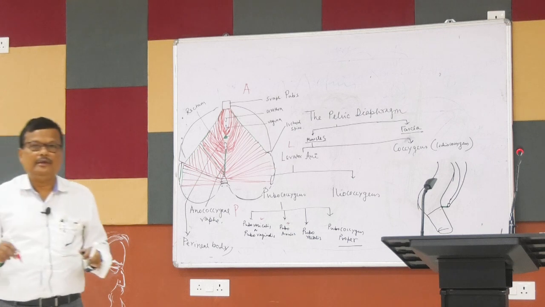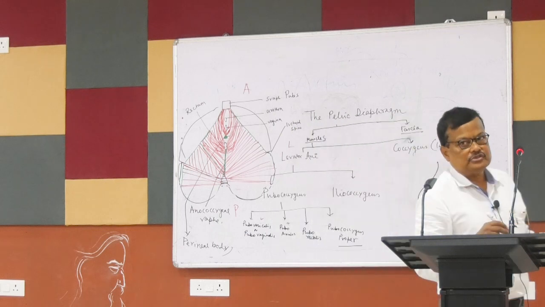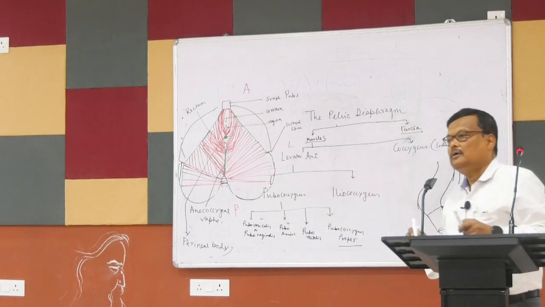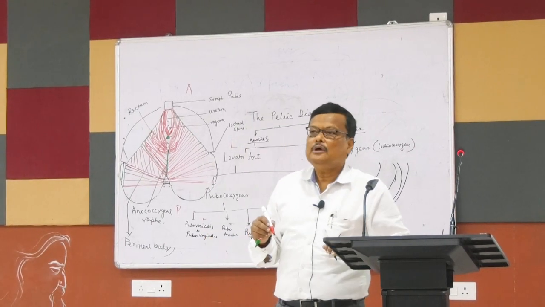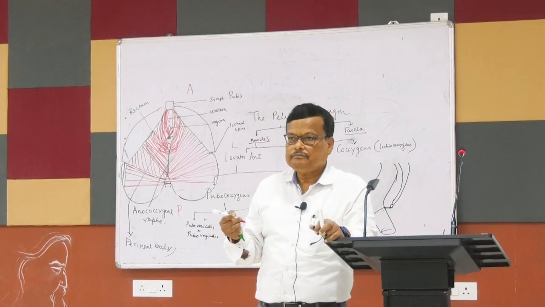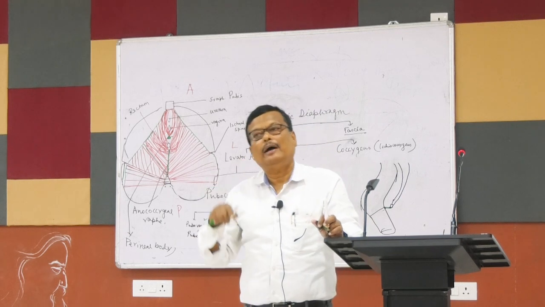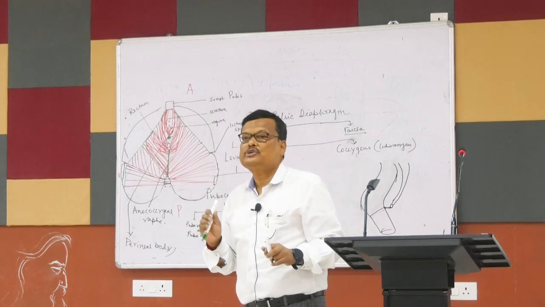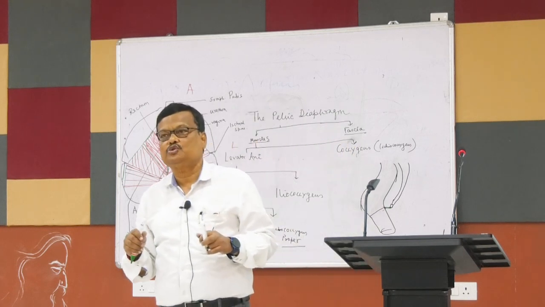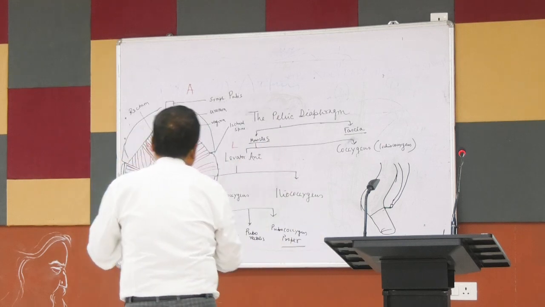Next is nerve supply. The nerve supply is the sacral nerves: S2, S3 and S4. S4 supplies from the lower surface, and S2 and S3 supply from the upper surface. You don't need the details; just say perineal nerve and leave it. Most important is the action, which the examiner will ask. The action of the levator ani is very important.